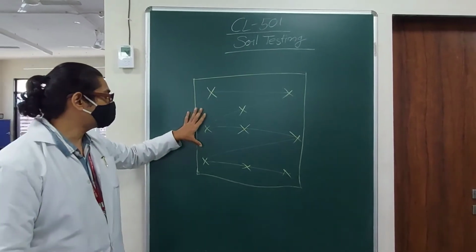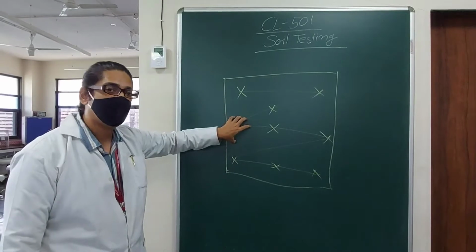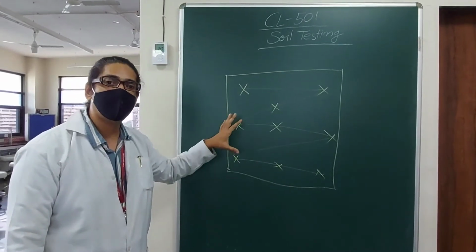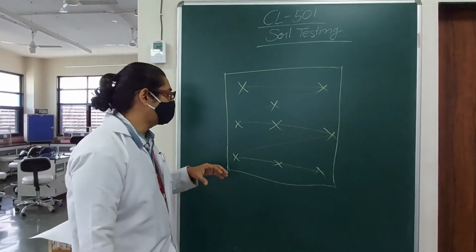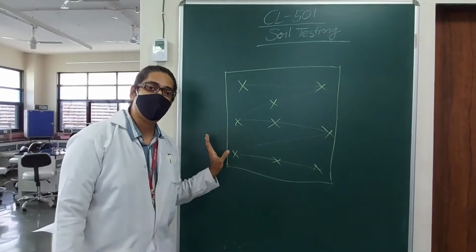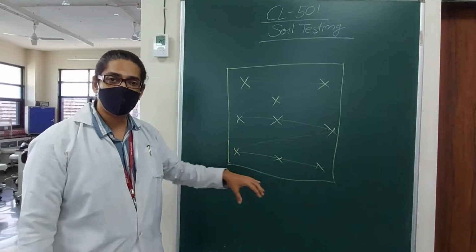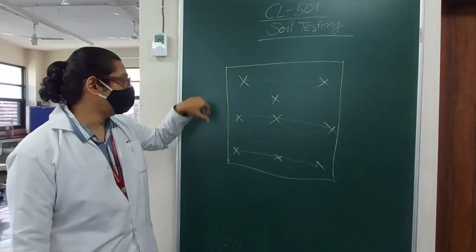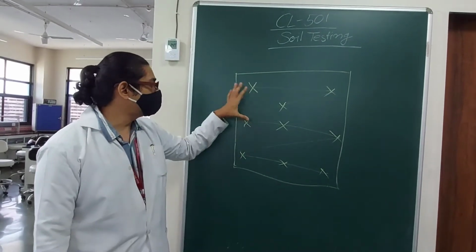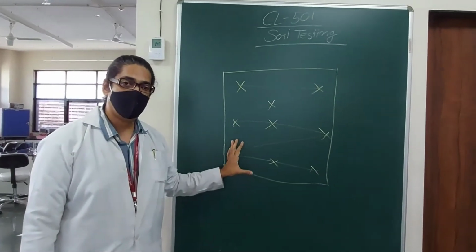Now how should those locations be? There should not be any tree from where you collect the sample. There should not be any grazing animals. It should not be a pasture land where animals graze, because their dung is going to affect the soil testing. It should not be very close to a water source, like the canals or the water drainage around the field. It should be somewhere in the middle of the field.